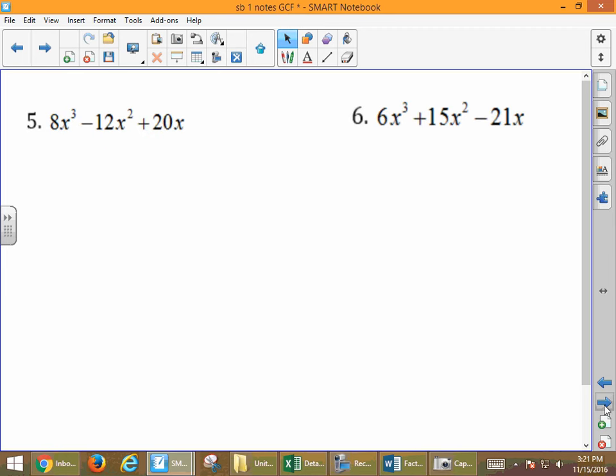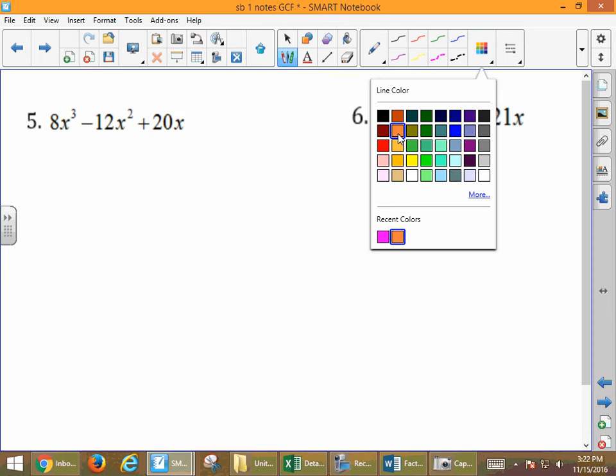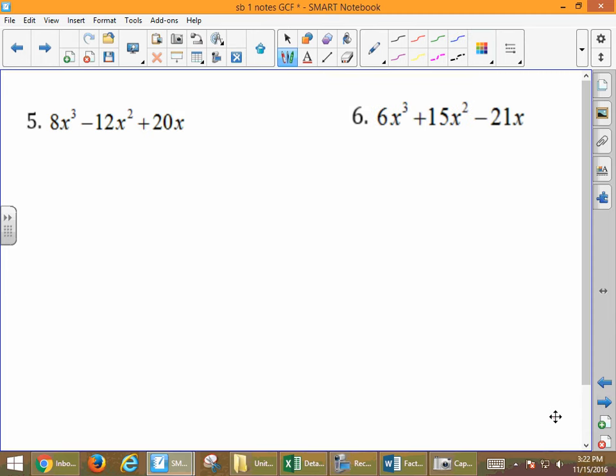And again, when we look at these, we want to find the biggest number that, in this case, goes into 8, into 12, into 20. And the biggest number that goes into 8 and 12 and 20 happens to be 4. Well, then we go ahead and we look at our x's. And we have x cubed in the first term, x squared in the second term, and x in the third term. We do have an x in every term, which means we do have a greatest common factor.